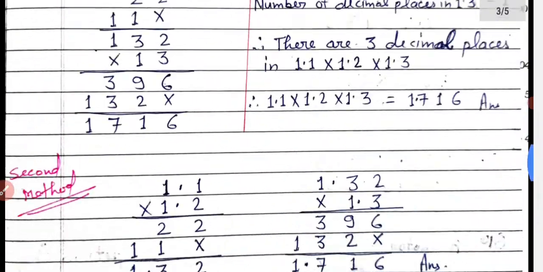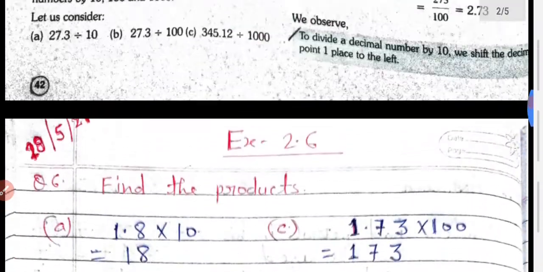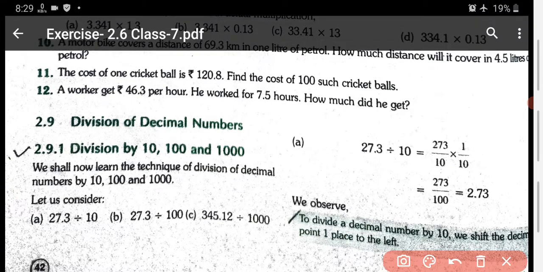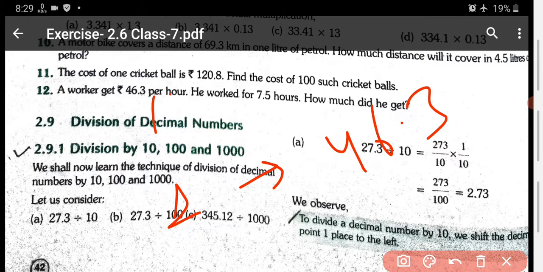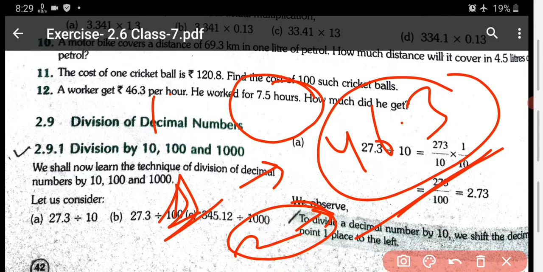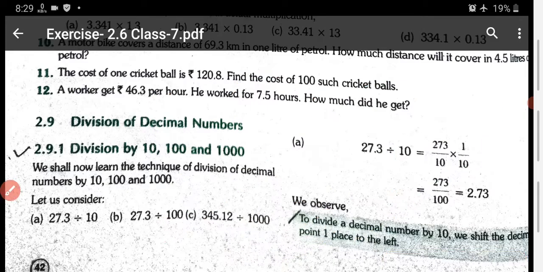Now come to question number 12. Question number 12 is that a worker gets 46.3 per hour. Okay, per means 1 here. So for 1 hour they get rupees 46.3. Now for 2 hours they will get more. If you work for 1 hour, you will get this much rupees. So if you work for 2 hours, you will get more rupees, and if you work for 7.5 hours, again you will get more rupees. So in more you have to do multiplication.